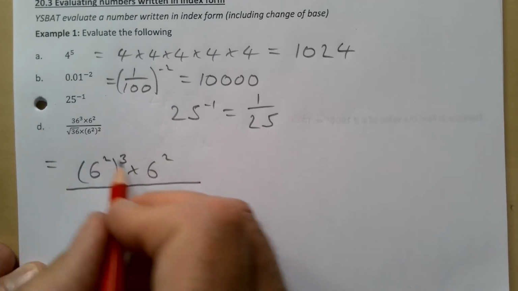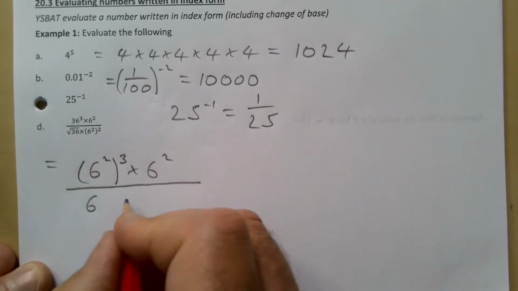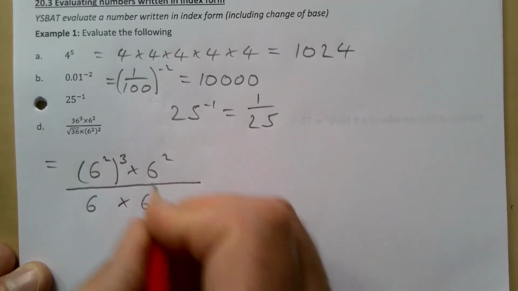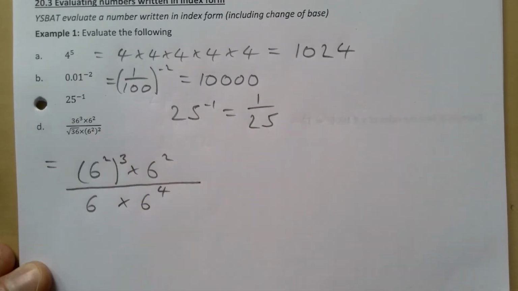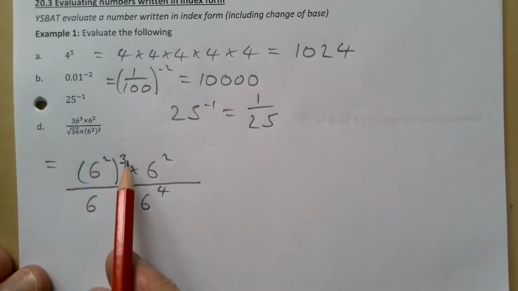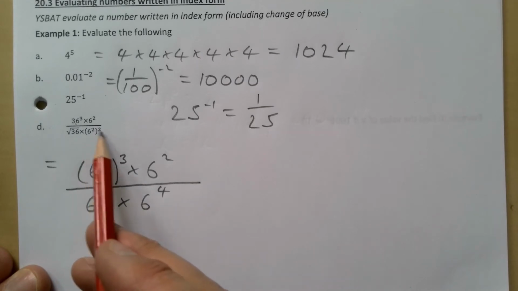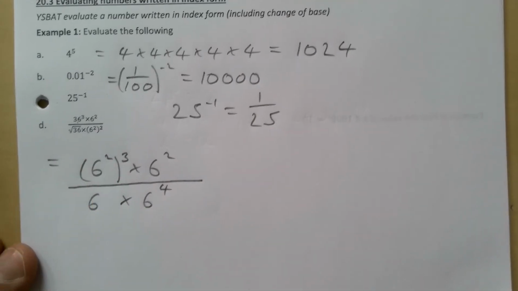In fact, you know what, we'll just do the square root of 36, which we know is 6. That's a much more straightforward way of doing it, multiplied by 6 to the power of 4. So do you see what I've done? I've changed this, so 6 squared when it's cubed, times 6 squared, that's okay. The square root of 36 is 6, and then 6 squared squared is 6 to the power of 4.